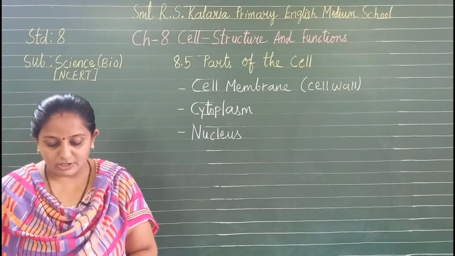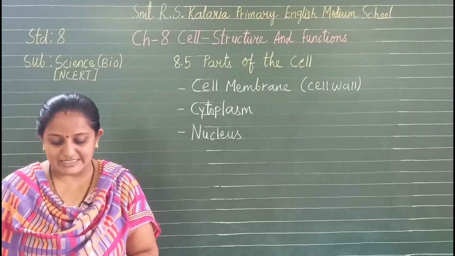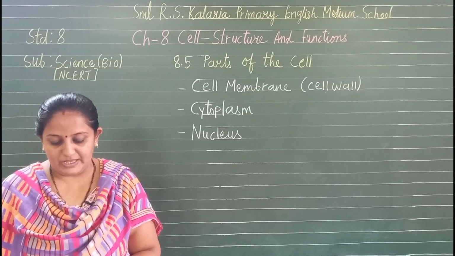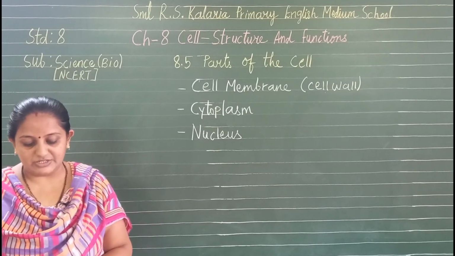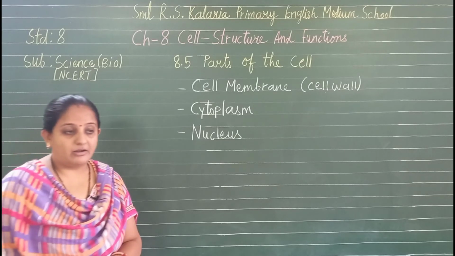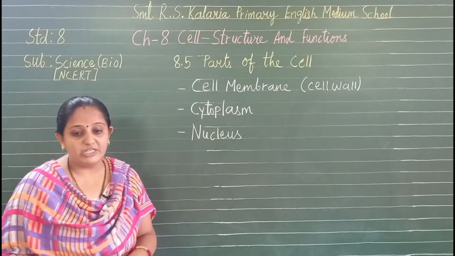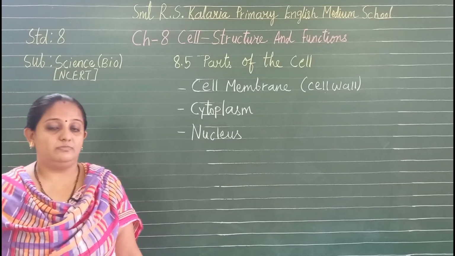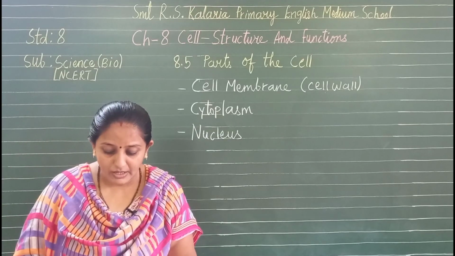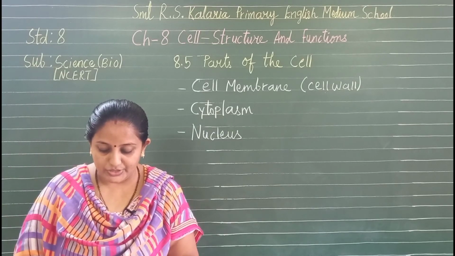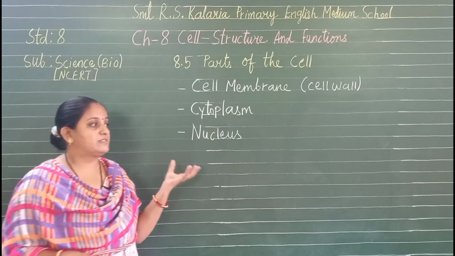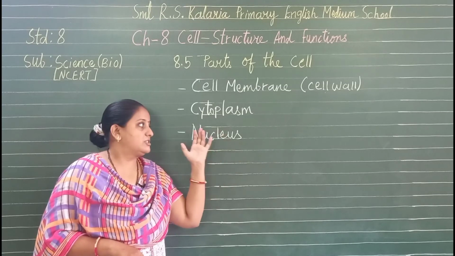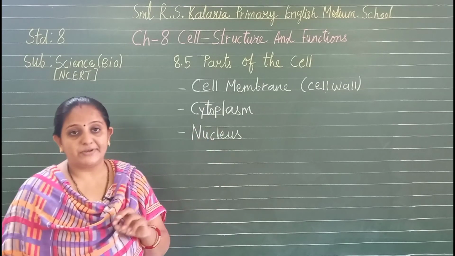Now various other components or organelles of the cells are present in the cytoplasm. These are mitochondria, Golgi bodies, ribosomes, etc., which you will learn in later classes. So we can say cytoplasm is a jelly-like substance in which different organelles are present.